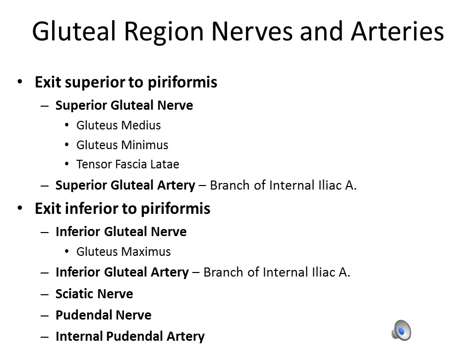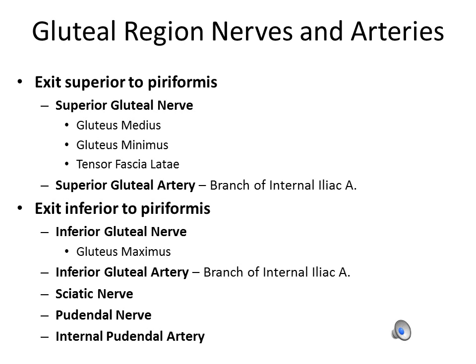Now let's talk about the nerves and arteries of the gluteal region. When looking at the nerves and arteries of the gluteal region, we use the piriformis as a landmark. The structures that exit superior to the piriformis include the superior gluteal nerve and the superior gluteal artery. The superior gluteal nerve innervates the gluteus medius, gluteus minimus, and tensor fasciae latae muscles. The superior gluteal artery is a branch of the internal iliac artery.